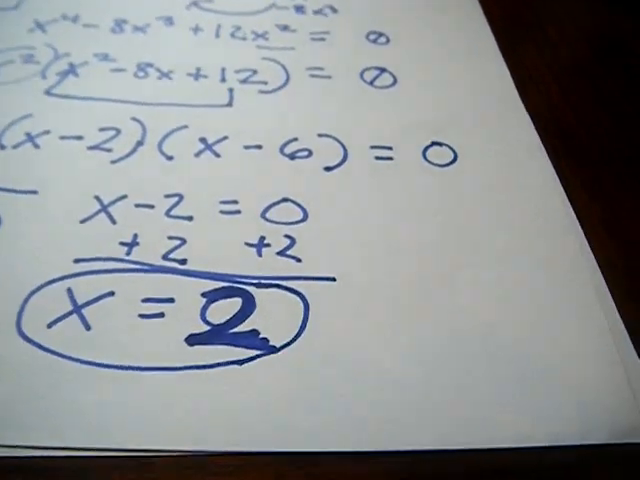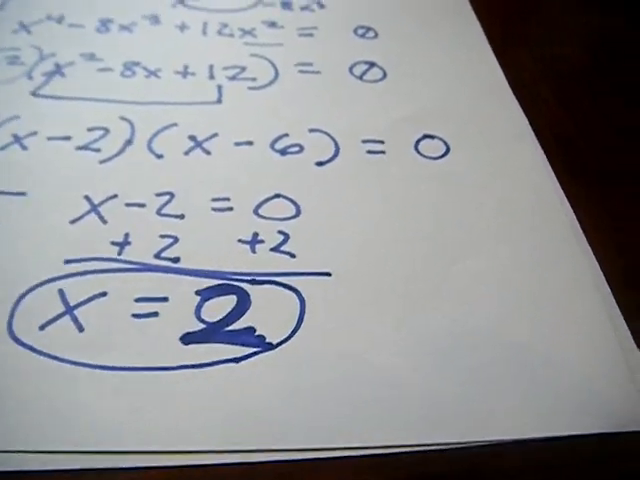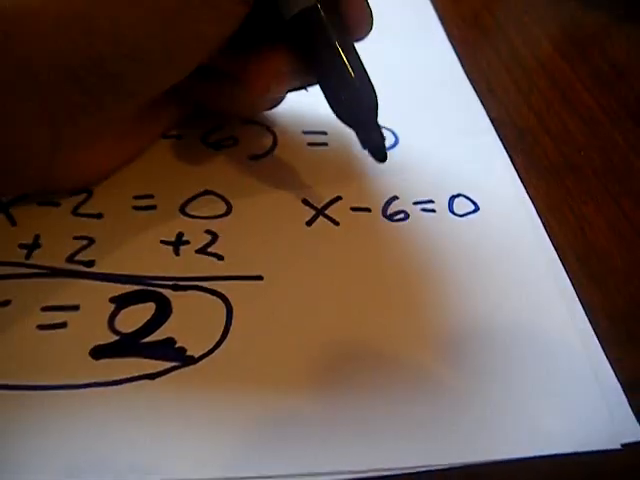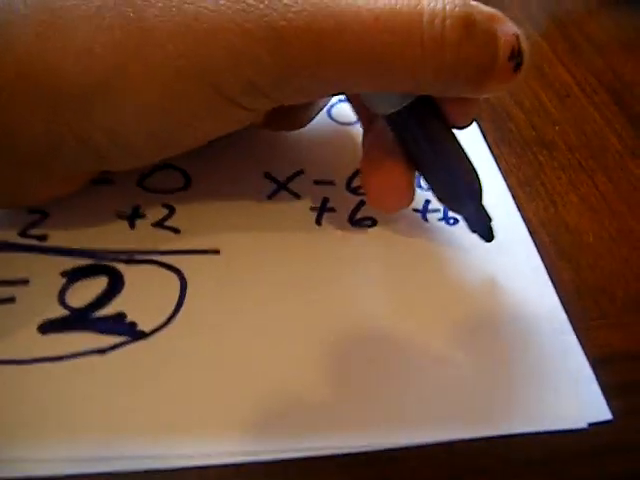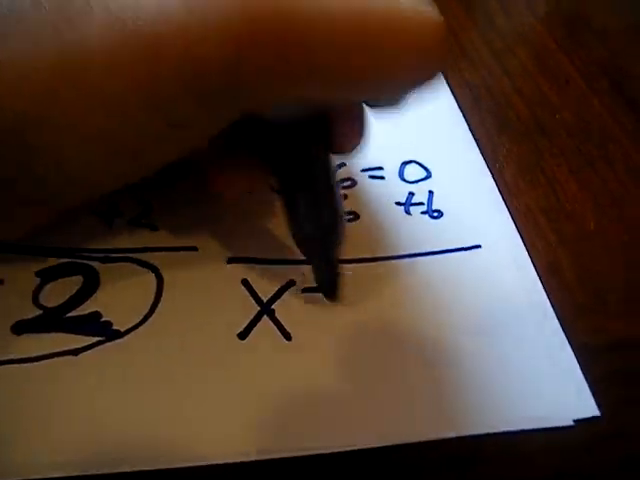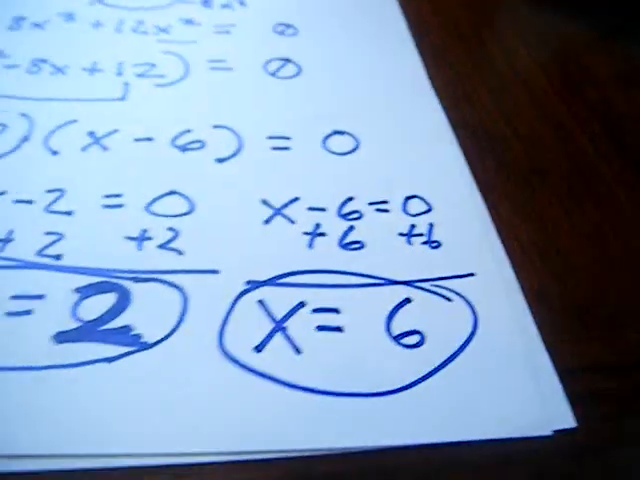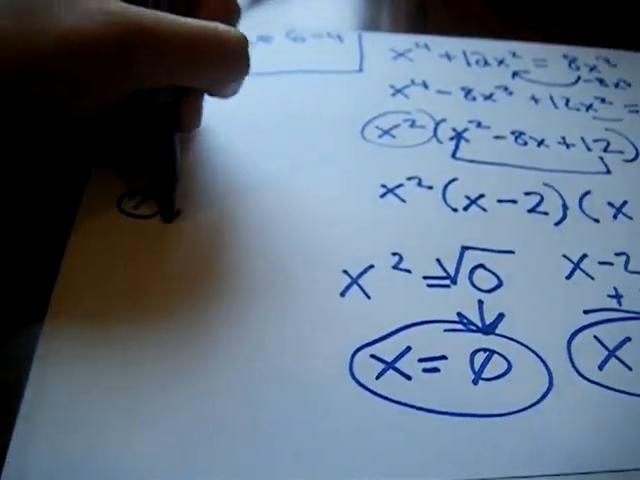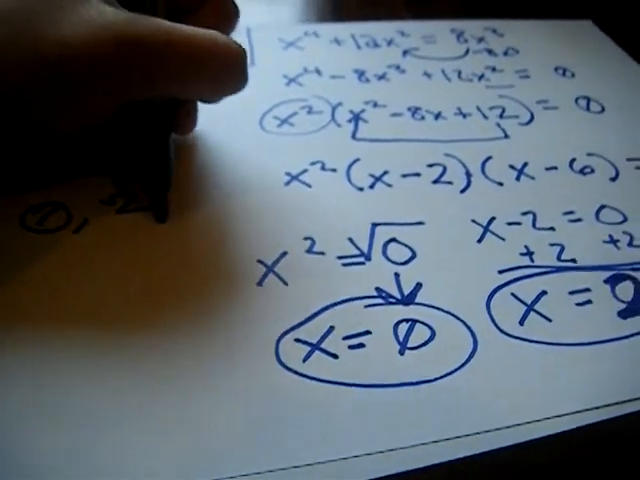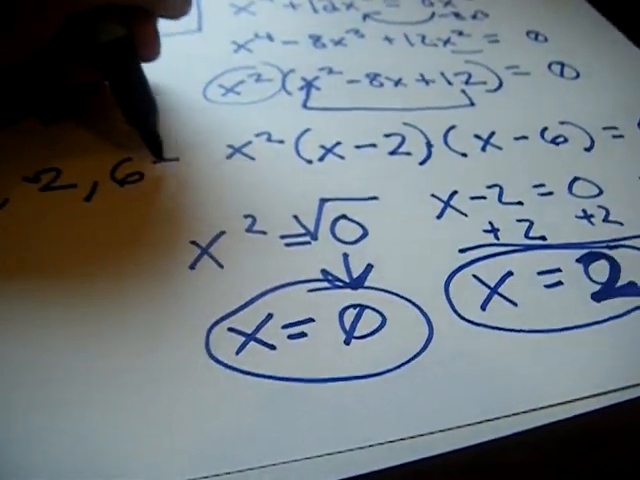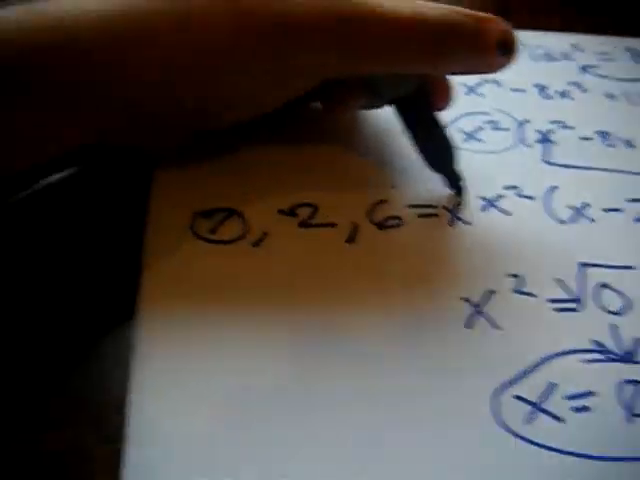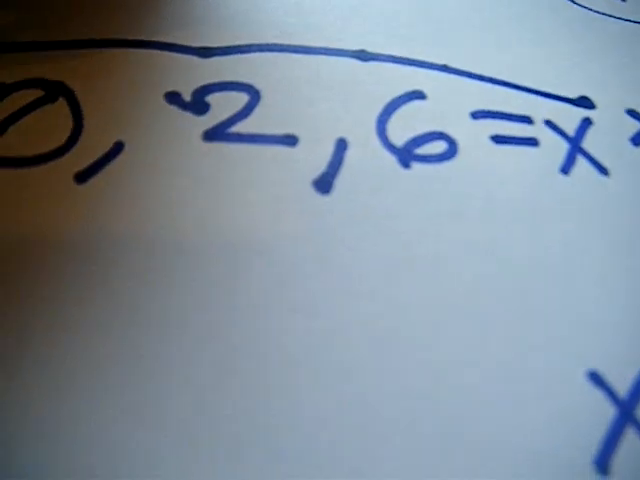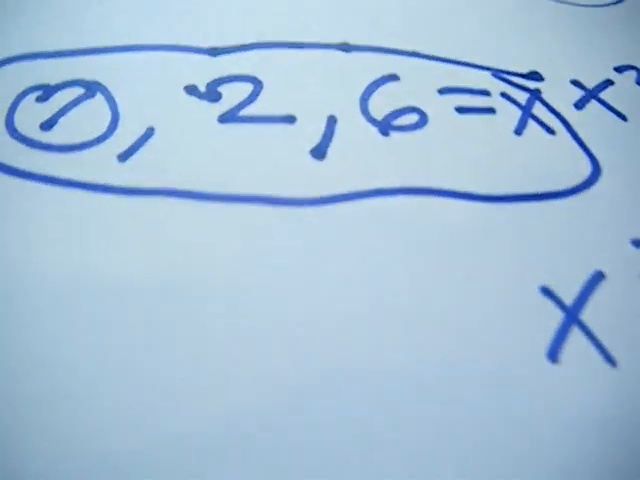And then you still need to find x minus 6 equal to 0. So you set x minus 6 equal to 0, and then you add 6 to each side, and that ends up being x is equal to 6. So your three solutions are 0, 2, and 6, all equal to x.